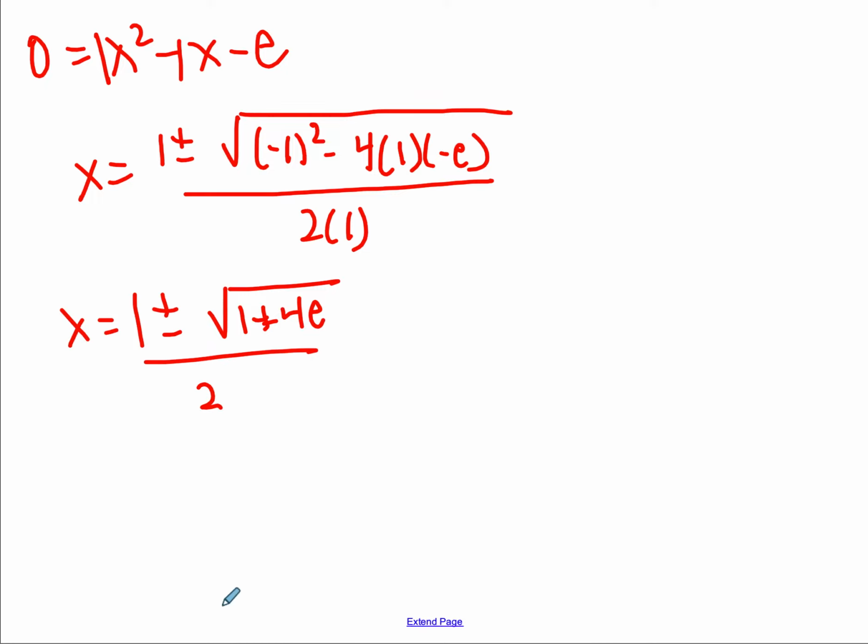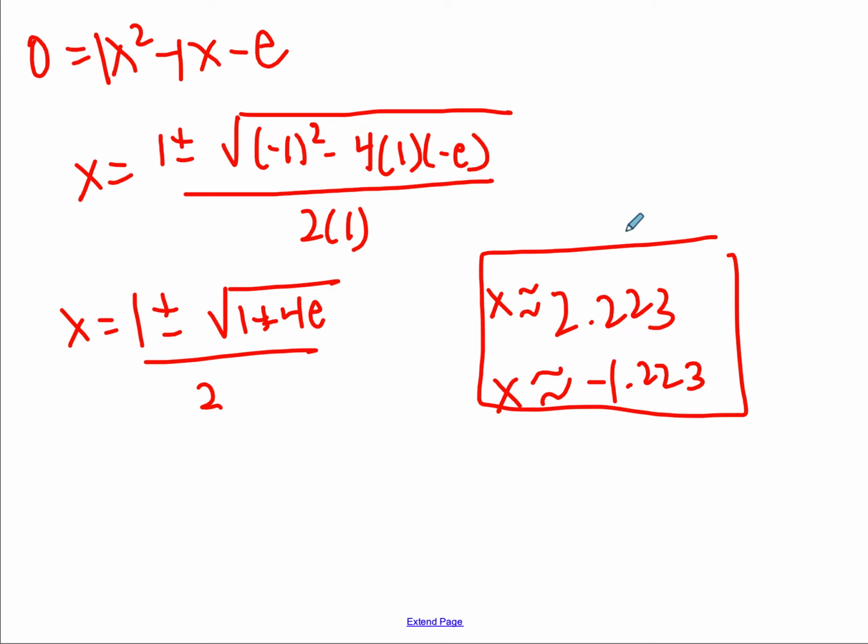Okay. And then in order to get your numeric answers, you would go ahead and type it in. So x is approximately, you do 1 plus the square root of 1 plus 4e divided by 2. So one answer you would get is 2.223. The other answer would be 1 minus that radical, 1 plus 4e, and then divided by 2. And you should get for that one negative 1.223. So those would be your approximate answers.